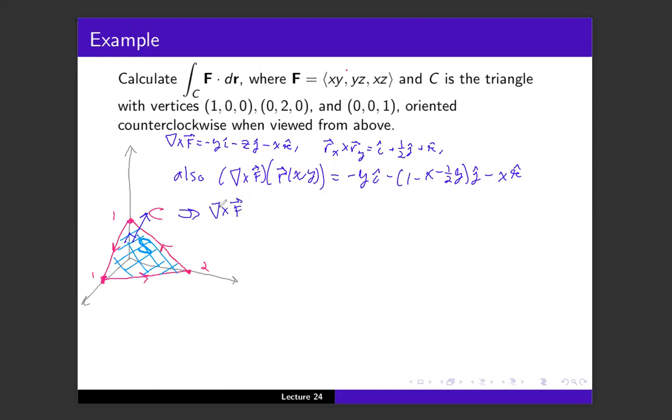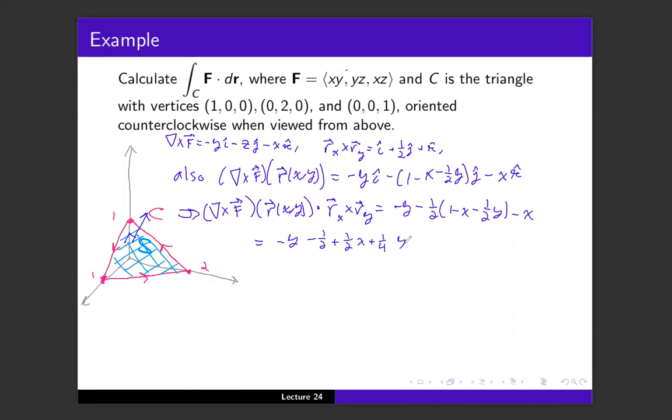So you dot the curl with Rx cross Ry. What's that going to become? That's just negative y minus 1/2 (1 minus x minus 1/2 y) minus x, or in other words, negative y minus 1/2 plus 1/2 x plus 1/4 y minus x, or in other words, 1/2 x minus 3/4 y minus 1/2. One thing we didn't do is figure out what D is, our domain of parameterization. It's the last piece of data that we need to work out.